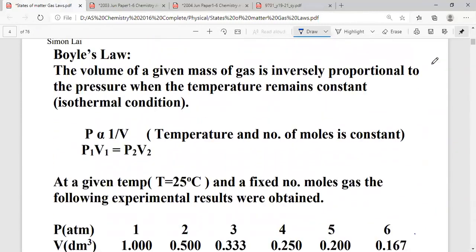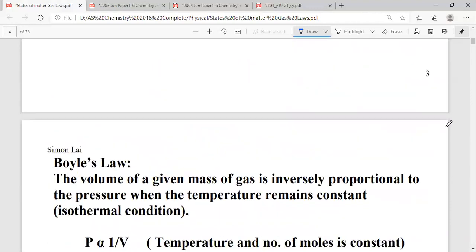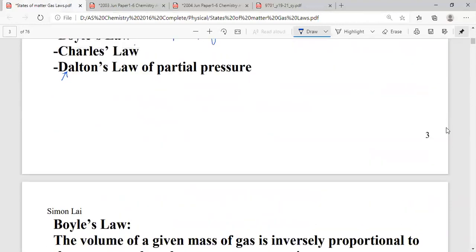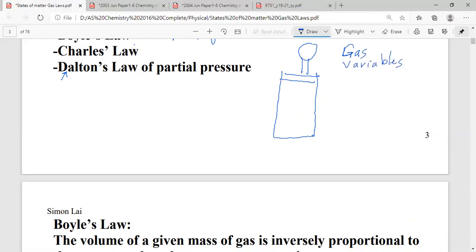Now, Boyle's law first. Remember, in any gas situation, the gas occupies volume, isn't it? For a gas we have 4 variables, 4 things that will be controlling the physical properties of a gas. They're called variables, which you can change. First, of course, if you pump the gas in here, they occupy volume. Well, number of moles first. Number of moles of the gas.